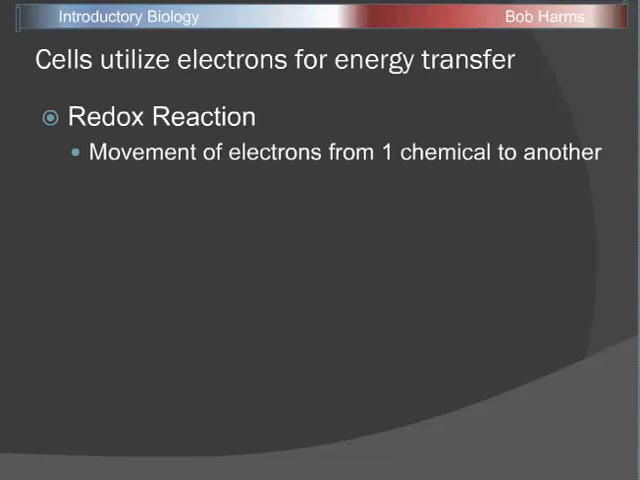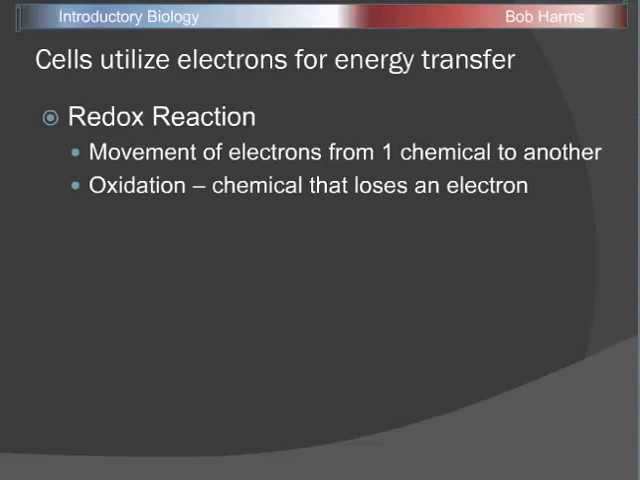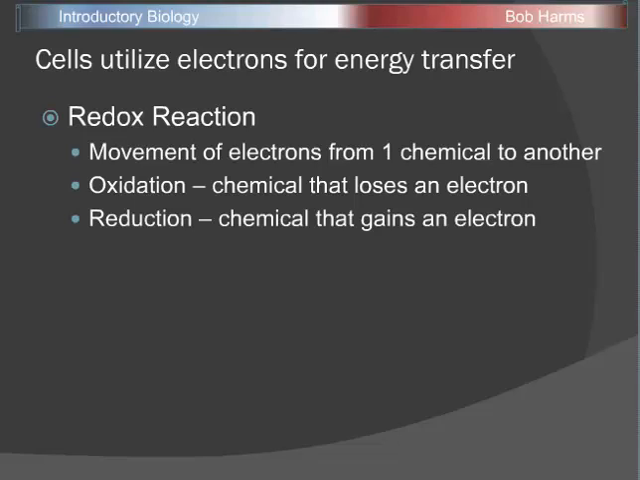In these redox reactions, one or more electrons are moved from one chemical to another. And the two components there are reduction and oxidation. Oxidation is when a chemical loses an electron, so a chemical undergoes oxidation if it gives away an electron. Likewise, a chemical is reduced if it gains an electron. These reduction and oxidation reactions always go hand in hand. One chemical loses the electron, the second one gains that electron, and hence that's why we call it a redox reaction, because they always coincide together.